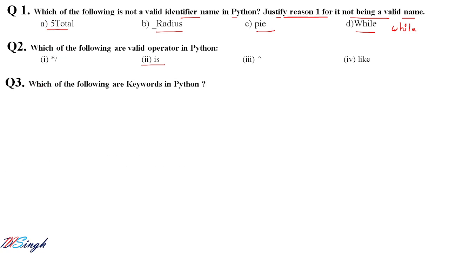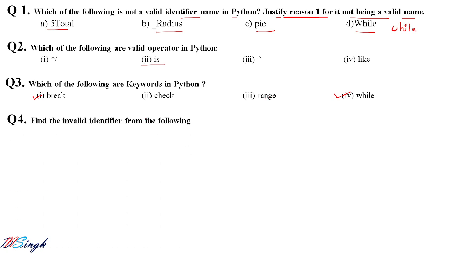Going ahead, which of the following are keywords in Python? Let us see: break, check, range, and while. Range is not a keyword, break is a keyword, and while is a keyword. Check is also not a keyword. Break and while, these two are the correct options for this question.